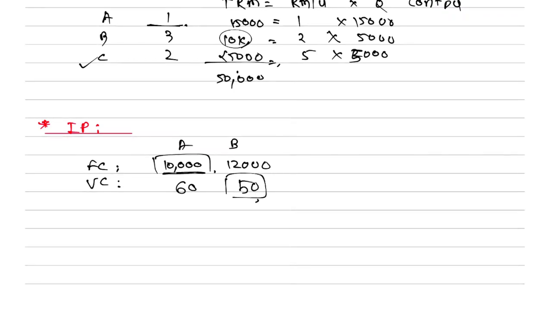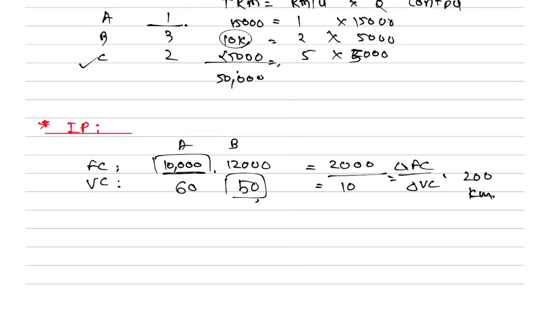I am confused what to do. I need some demarcation key. First of all, change in fixed cost kitna? 2000. Change in variable cost, 50 minus 60, that is gonna be kitna? 10. So formalize: change in fixed cost upon change in variable cost. Logic we have already discussed in the class. I am not discussing again. So 2000 upon 10. Kitna aega? 200 units or kilometers, whatever it is. At this, both will give you the same cost.